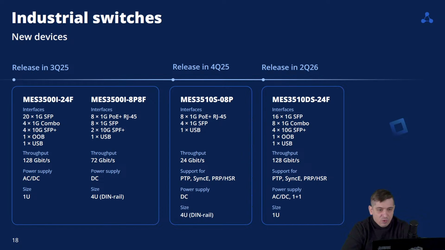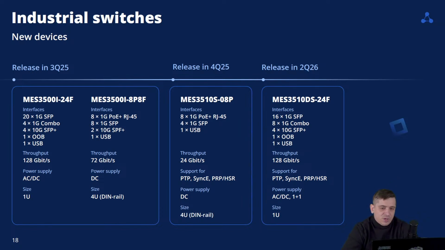Then in the 4th quarter we shall release MES 3510S 8P. It will be supplied with precise time protocol, with synchronous Ethernet, and with redundancy protocols like seamless redundancy and parallel redundancy. This type of redundancy is based on duplication of IP packets which are sent from the device.